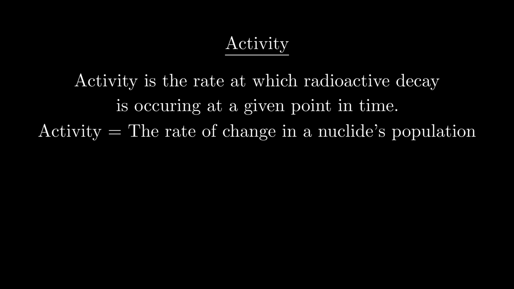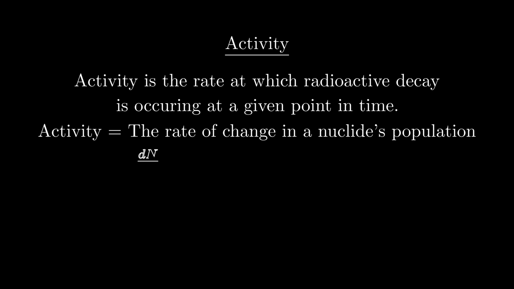Now, let's move on from decay constants and half-lives and talk about activity. Put simply, activity is the rate at which radioactive decays are happening at some point in time. We can conceptualize this as follows. Anytime the population of an isotope changes, a radioactive decay must have occurred. So for a collection of isotopes undergoing decay, activity, the rate at which the decays are occurring, is equal to the rate at which the population of isotopes is changing.